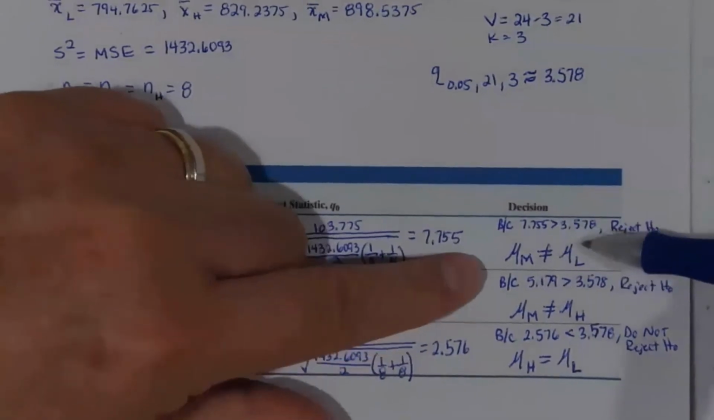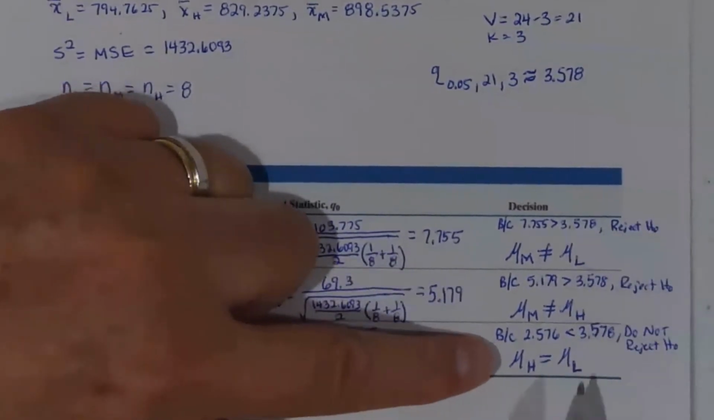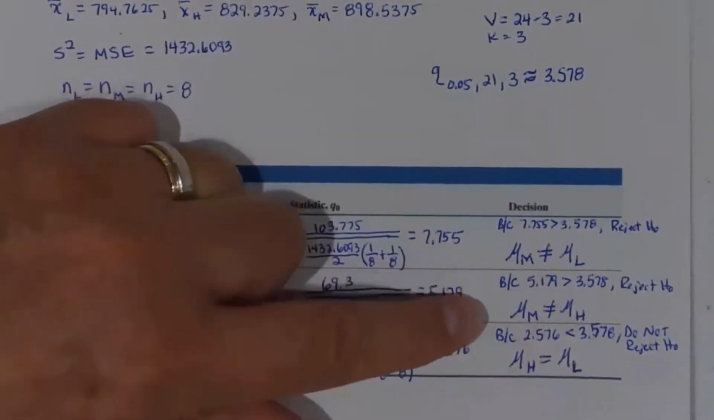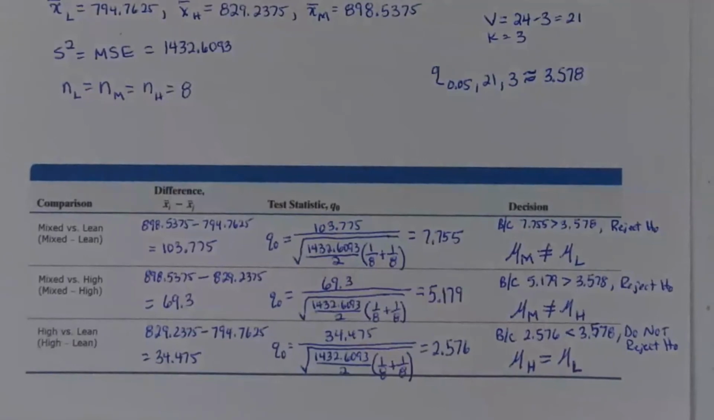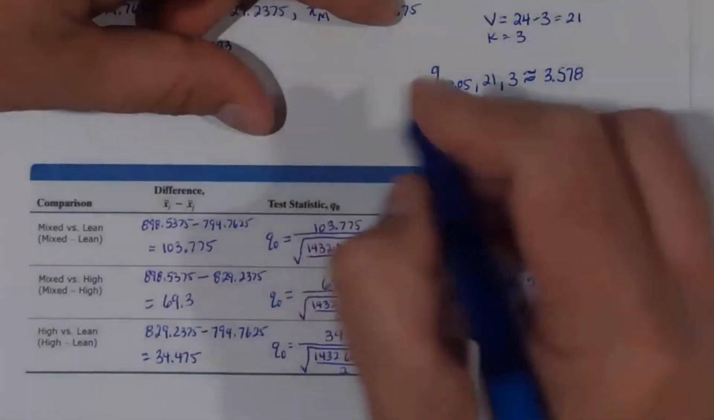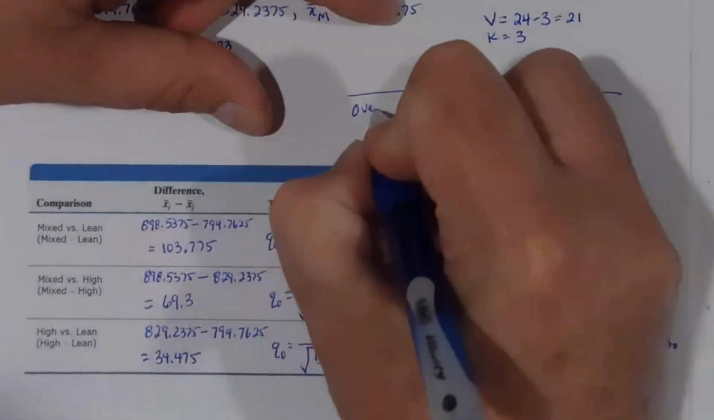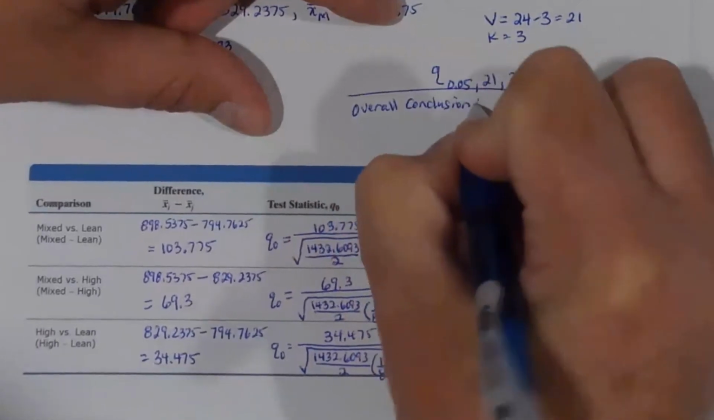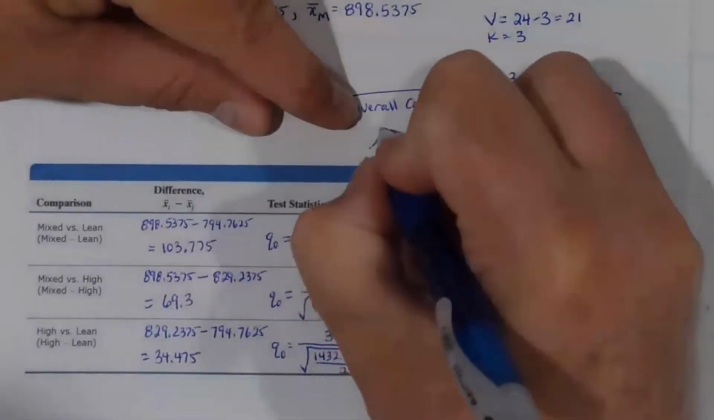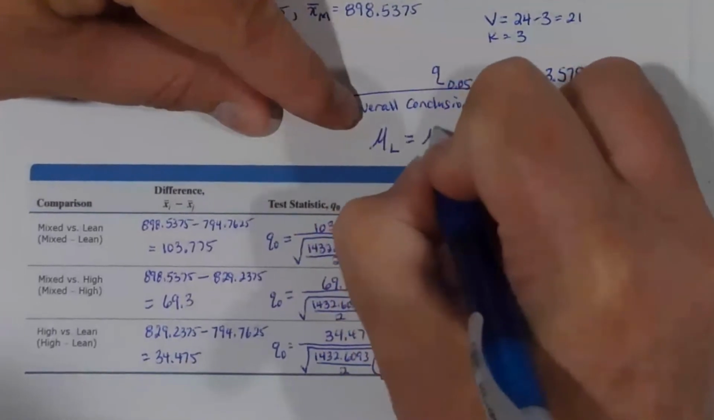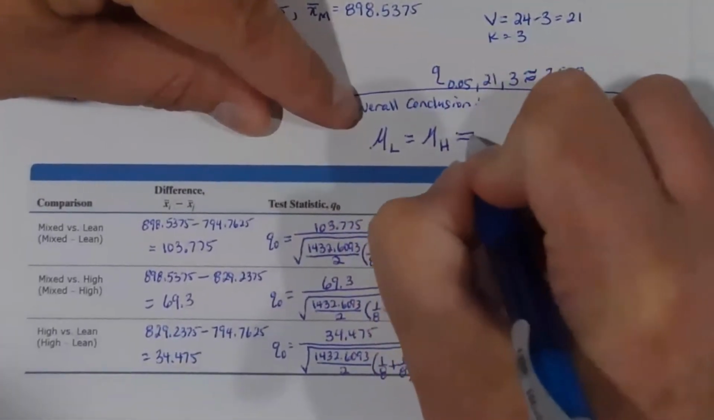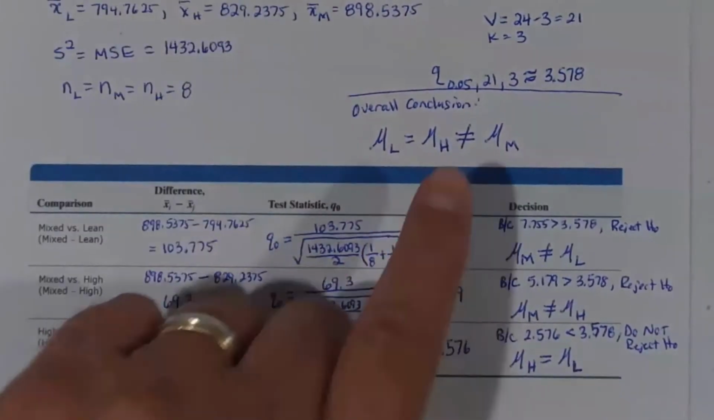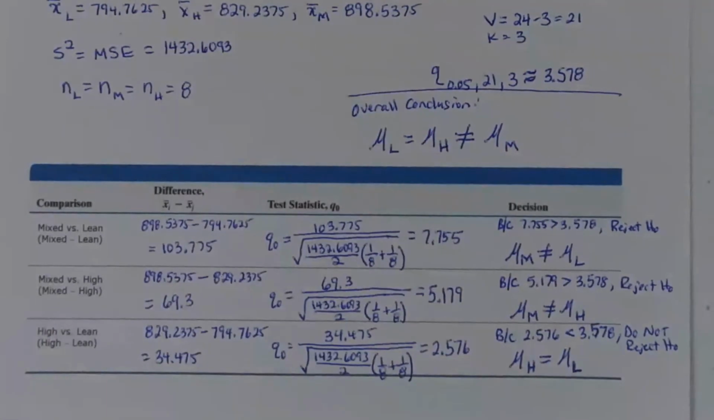So looking at this again, it would appear that the mean of lean meats and the mean of higher fat meats are equal, but neither one of those equal the mean of mixed meats. So our overall conclusion is that the mean of lean meats equals the mean of high fat meats, but that does not equal the mean of mixed meats. So the mean of mixed meats is what's different.